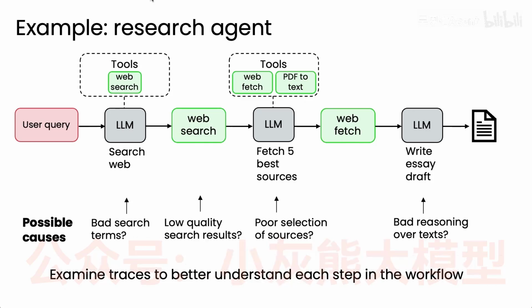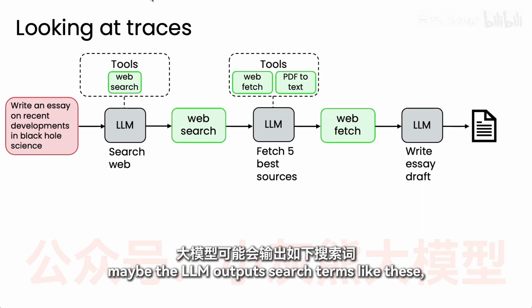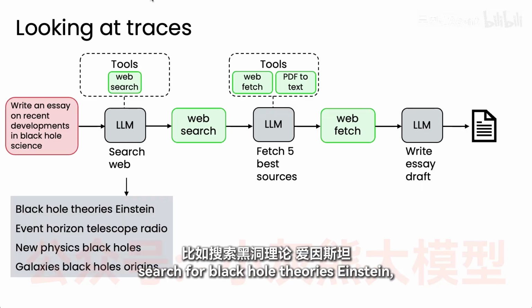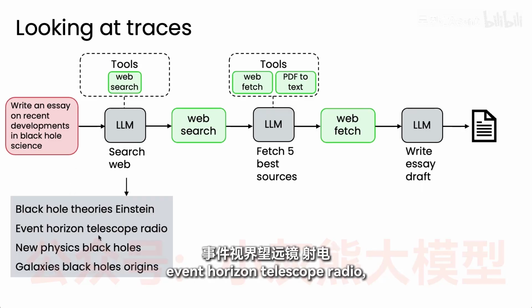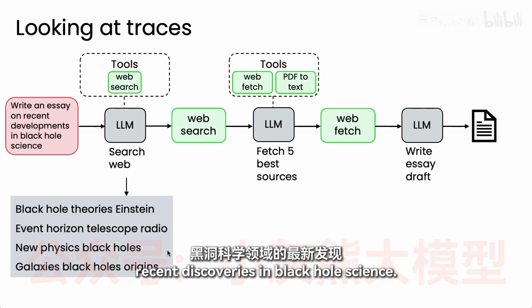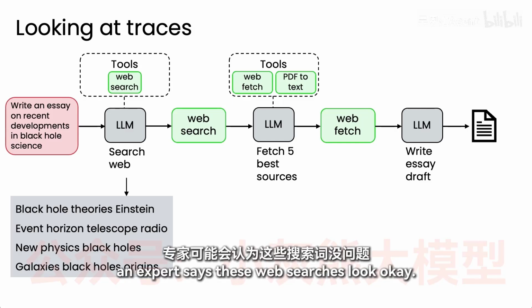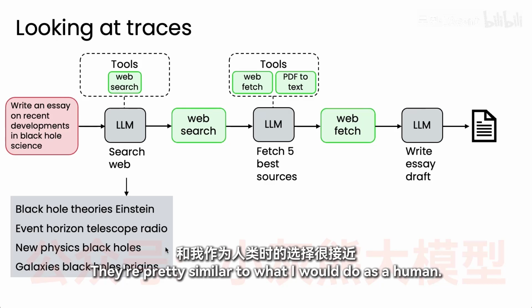Let's look at an example. If we ask the research agent to write an essay about recent news in black hole science, maybe the LLM outputs search terms like these: black hole theories, Einstein, event horizon, telescope radio, and so on. I would then have a human expert look at these and see, are these reasonable web search terms for writing about recent discoveries in black hole science? And maybe in this case, an expert says these web searches look okay. They're pretty similar to what I would do as a human.